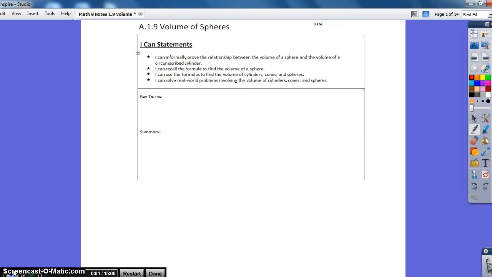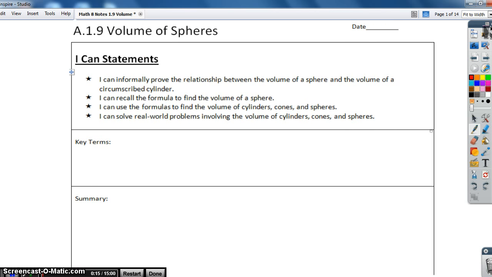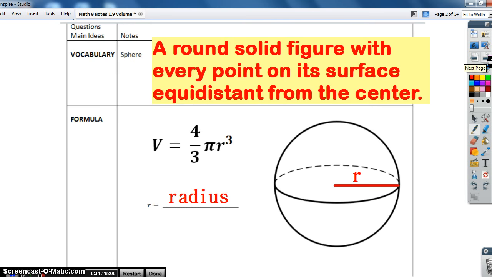All right, lesson 1.9, volume of spheres, the last lesson in Unit 1 that we're going to be going over. Let's go and make it bigger for us. There we go. The I can statements that we've gone over, things that you can do. And again, I can recall the formula to find the volume of a sphere. You're going to have to memorize that for the Unit 1 test. Please put all this in your notes.